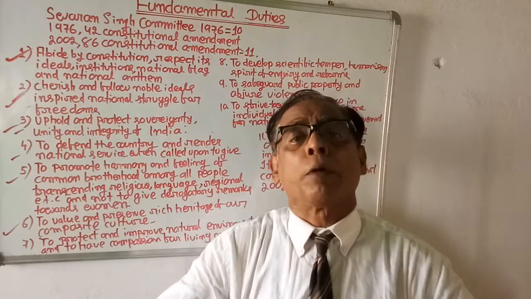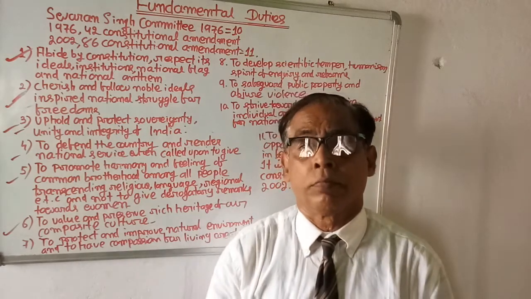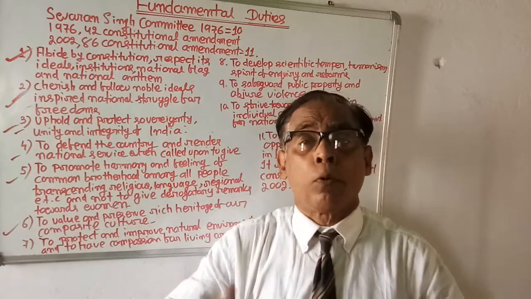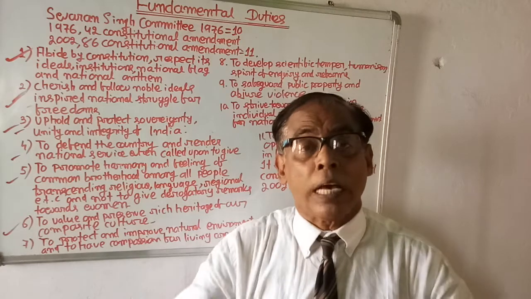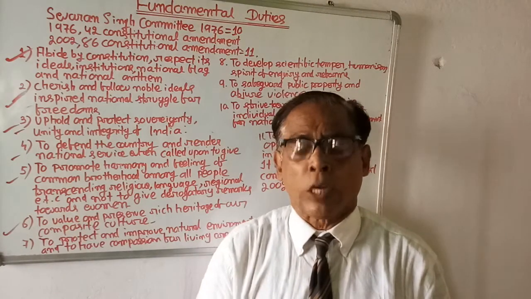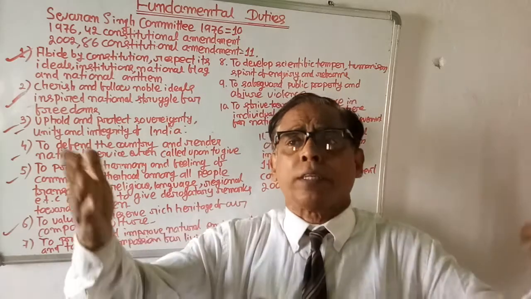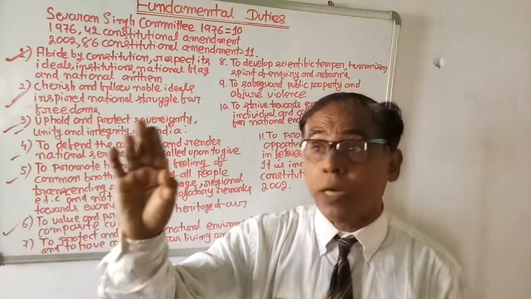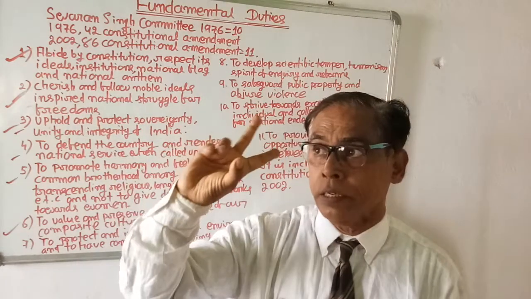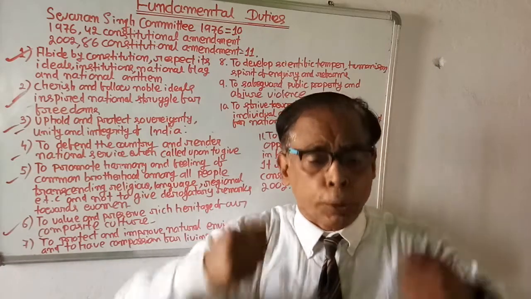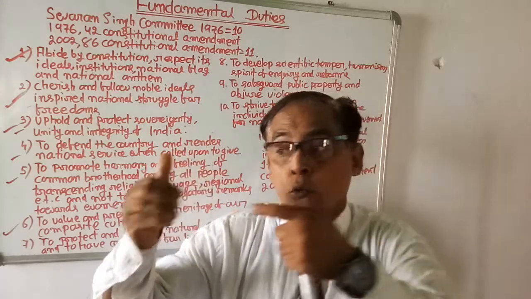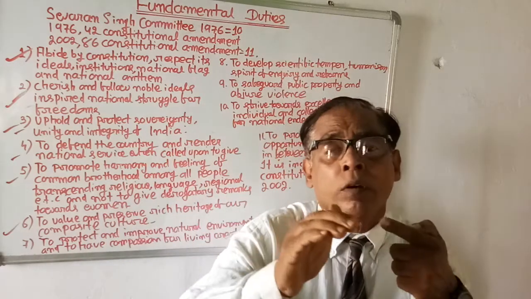Because national properties which you have, like Taj Mahal, Konark, Jagannath Temple, Puri, Ajanta Ellora caves, these are all national property. The government has invested a lot of money for their protection. So we must not demolish them. We must not destroy them. We must protect our national property. Number 2, we must keep ourselves aloof from violence.